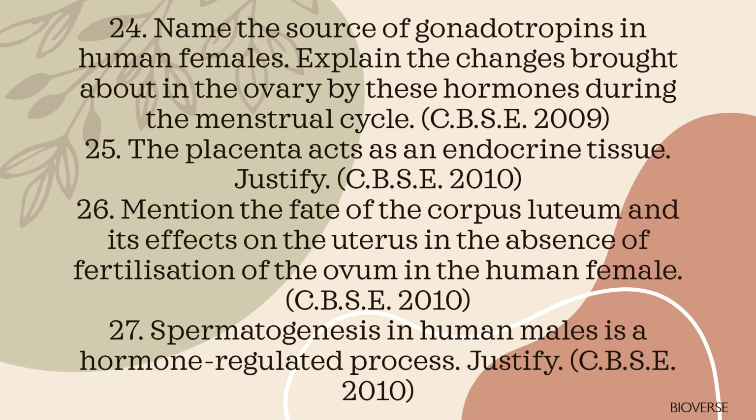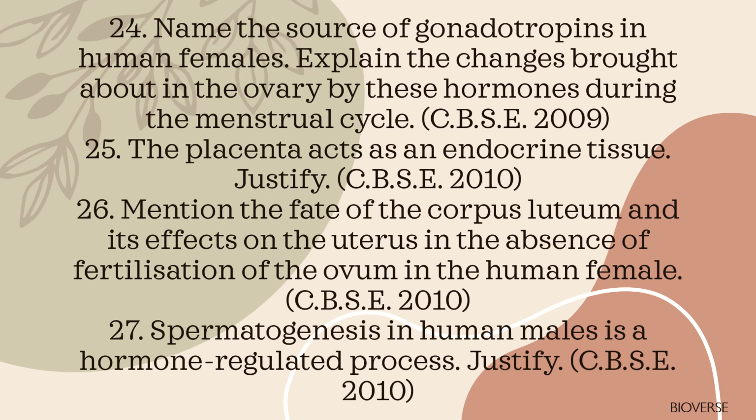Question 25. The placenta acts as an endocrine tissue. Justify. Answer. The placenta acts as an endocrine tissue because it secretes several hormones. These include human chorionic gonadotropin, progesterone, estrogens, and human placental lactogen. These hormones help in maintaining pregnancy and supporting fetal development.